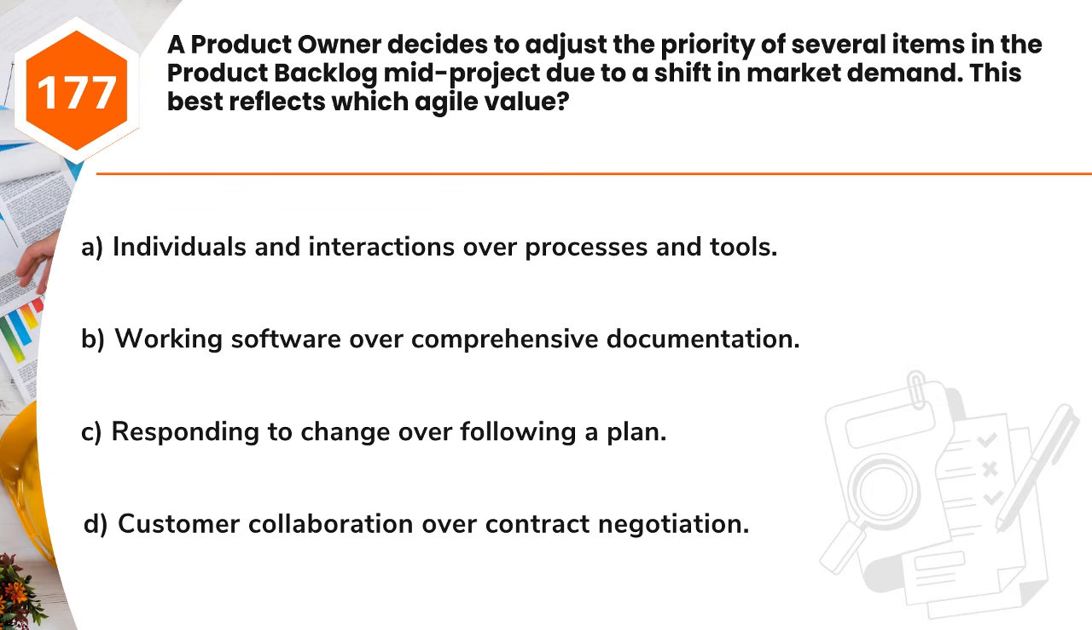Question 177. A product owner decides to adjust the priority of several items in the product backlog mid-project due to a shift in market demand. This best reflects which Agile value? A. Individuals and interactions over processes and tools. B. Working software over comprehensive documentation. C. Responding to change over following a plan. D. Customer collaboration over contract negotiation.